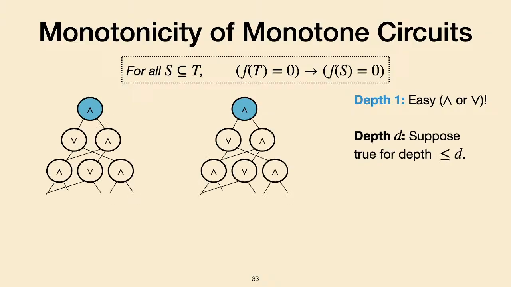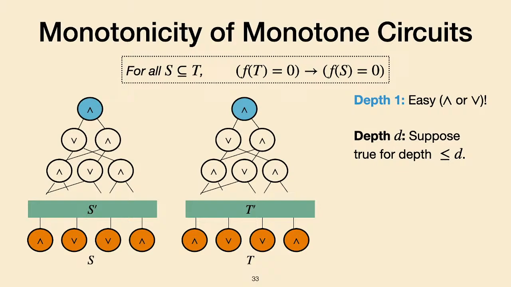Suppose you have depth D. This is induction. So suppose you can prove it for depth D. Then you can add a new layer of gates here. And you can prove that if I put S and T as inputs here, the output will satisfy the fact that if S is a subset of T, then S prime is a subset of T prime. I can just prove the output of this layer is going to be monotone. So now I have S prime and T prime, and I'm going to run this depth D circuit on this, and we've already proven it using induction.